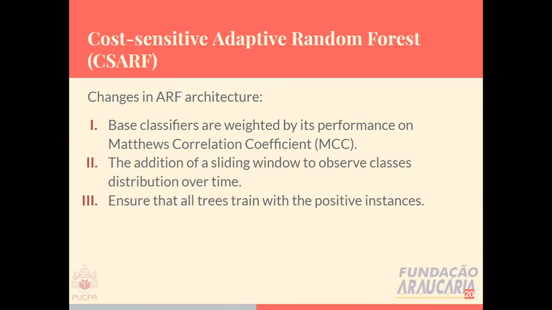The second and the third changes are the addition of a sliding window to observe the class distribution over time and ensure that every tree trains with the positive instance. ARFRE does not differentiate the classes when training its trees. This leads to a probability that positive instances will not be presented to some classifiers of the ensemble. By using a sliding window, CSARF can detect the minority class locally and ensure that every tree in the ensemble trains with the positive instance.